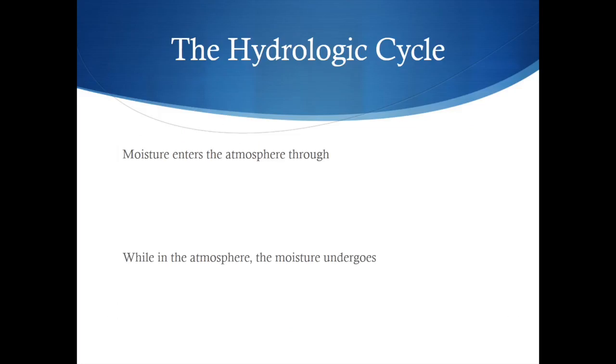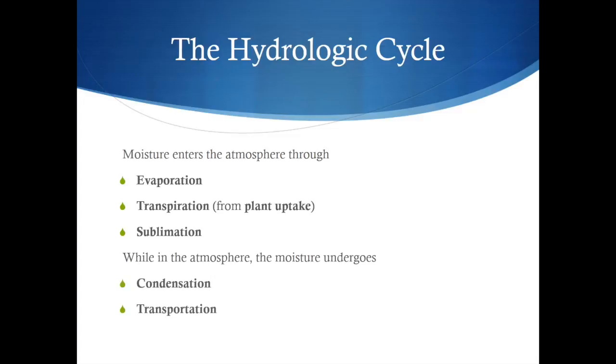How does moisture enter the atmosphere? If we look back at the picture of the hydrologic cycle, we find three ways that moisture enters the atmosphere: through evaporation, transpiration, which occurs as a result of plant uptake, and sublimation. Once the moisture is in the atmosphere, what happens? It goes through two processes, condensation and transportation.